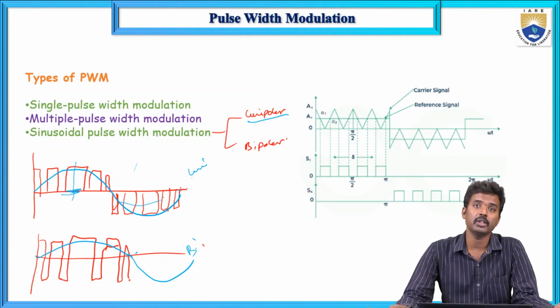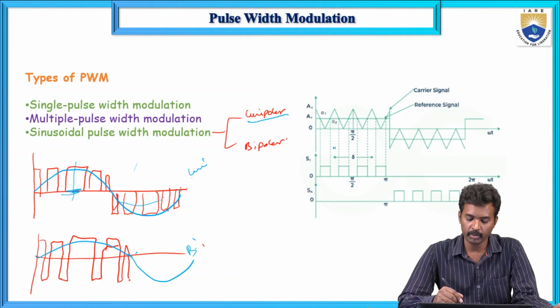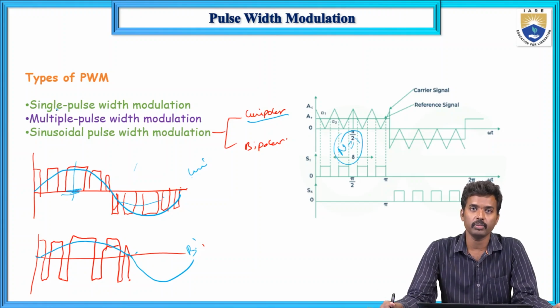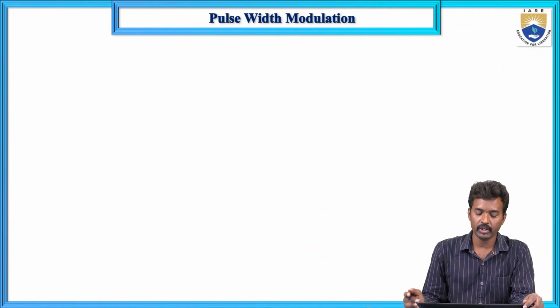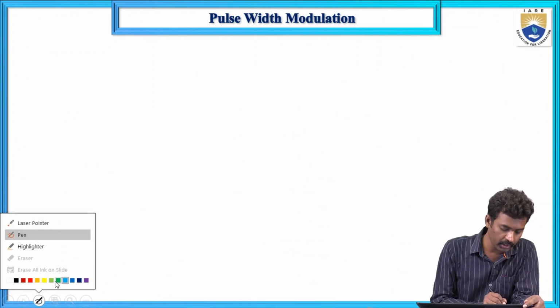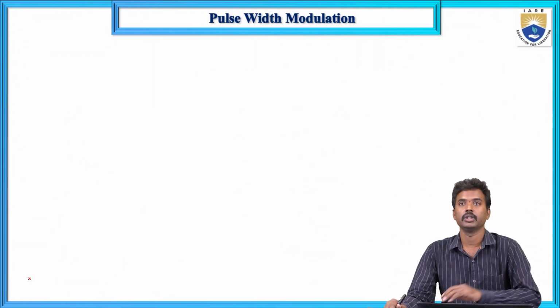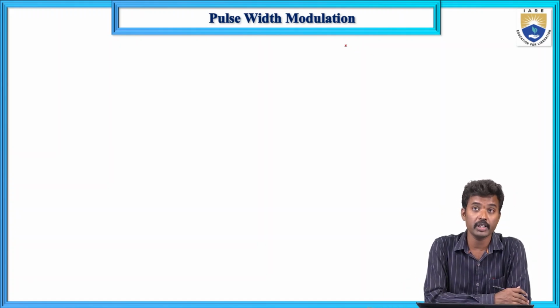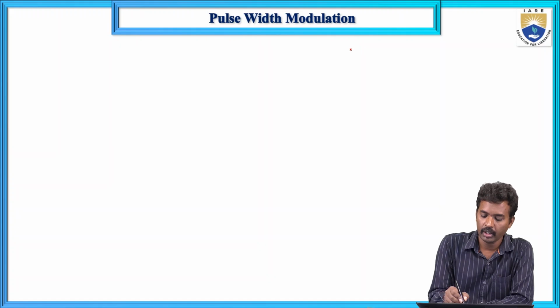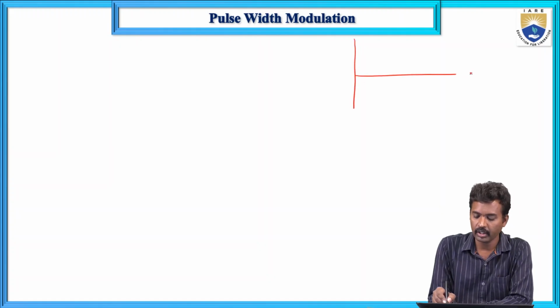First, I will explain multiple pulse width modulation, then single pulse modulation. By putting n equals 1, you simply get single pulse modulation, so it will be clear. So first, multiple pulse width modulation. Let me change the color over here. I will draw how this multiple pulse width modulation can be obtained. First I will draw the diagram.